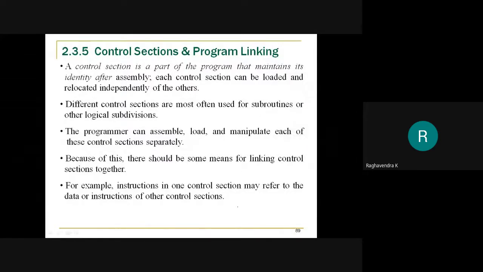Assume that a control section is something like a function that has its own independent existence. It is a separate entity. This is the definition of the control section. A control section is basically a part of the program; a program would obviously contain functions. It is a part of the program that maintains its identity even after the assembly process, so it can exist on its own. Each control section can be loaded and relocated independent of others.